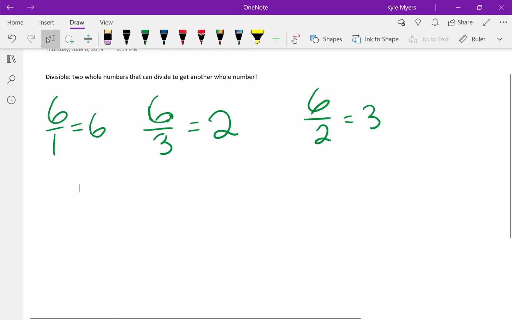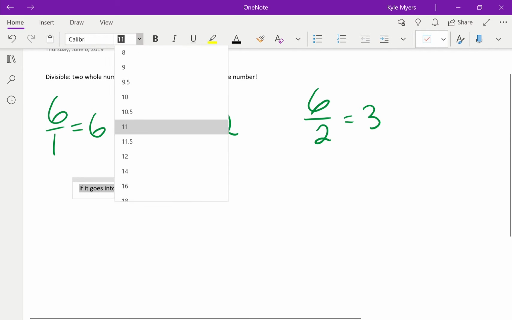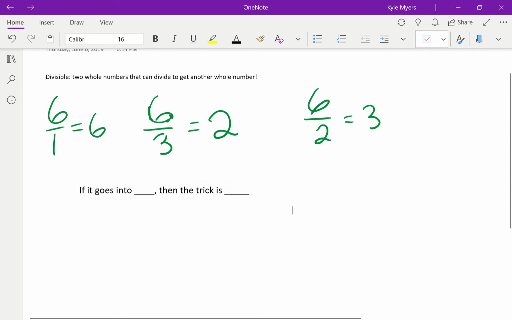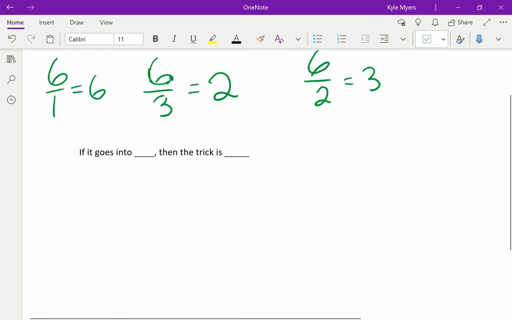So here's what I mean by the tricks I'm going to show you. I'm going to put a little thing in here. If it goes into blank, then the trick is blank. That's the idea here. Let me make that a little bigger. So I'm going to do a circled number, and I'm going to tell you what the trick is.